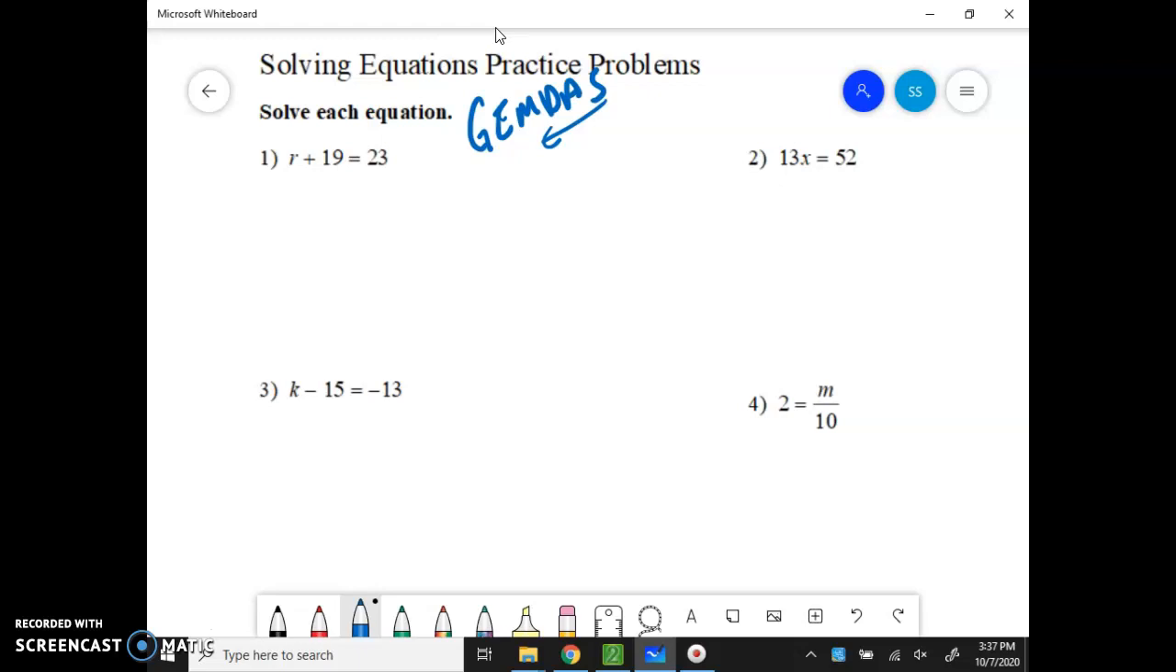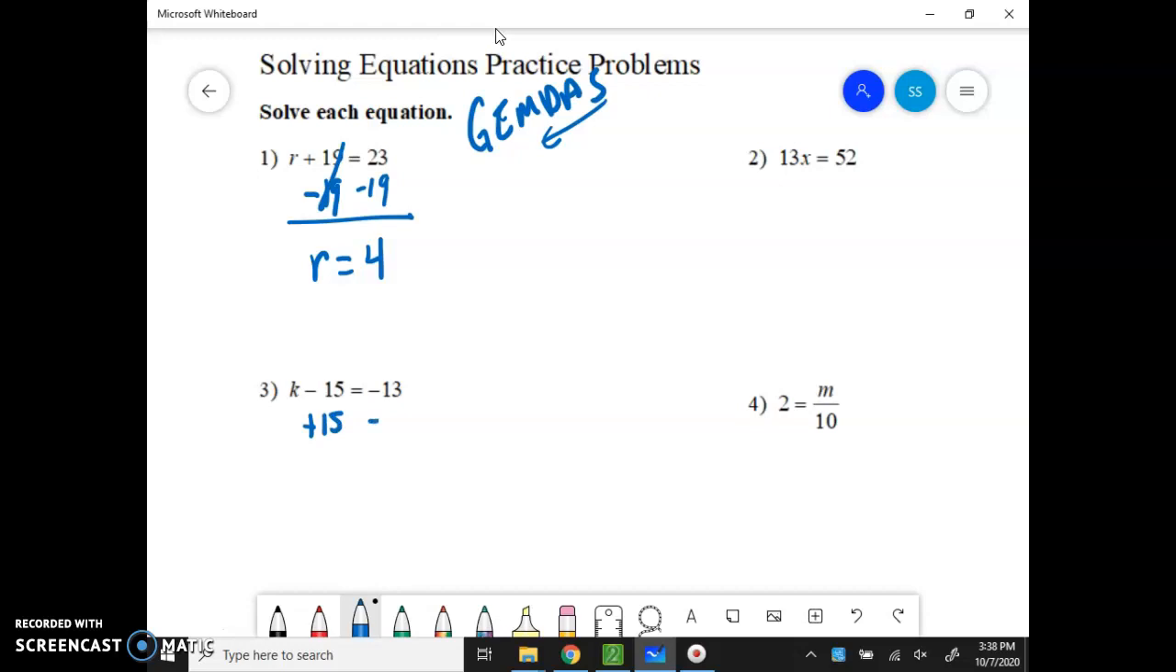So we have r plus 19. So we're going to do the opposite of addition and subtract 19. If I do it to one side, I have to do it to the other side. On the left side, I have 19 minus 19. That's 0. So I'm just going to drop down this r, drop down the equal sign, and 23 minus 19 is 4.